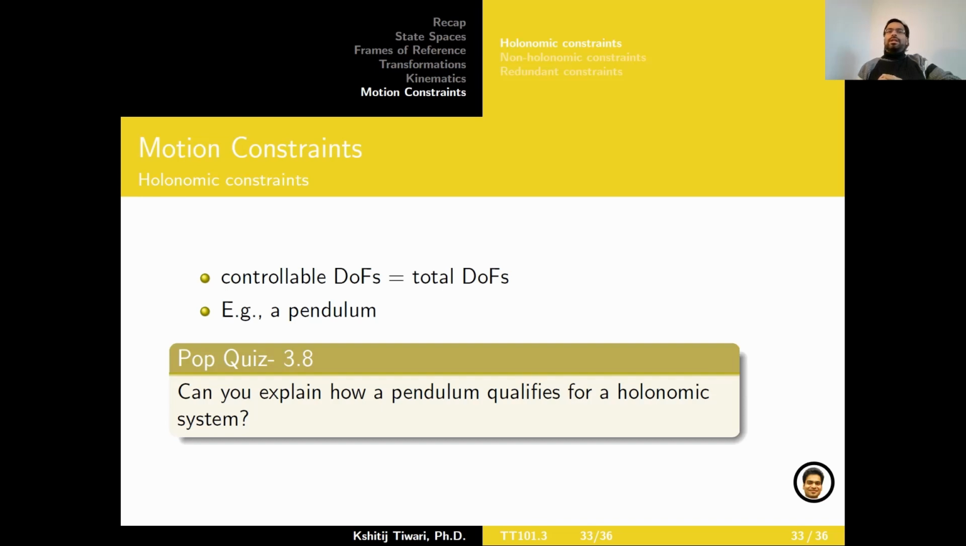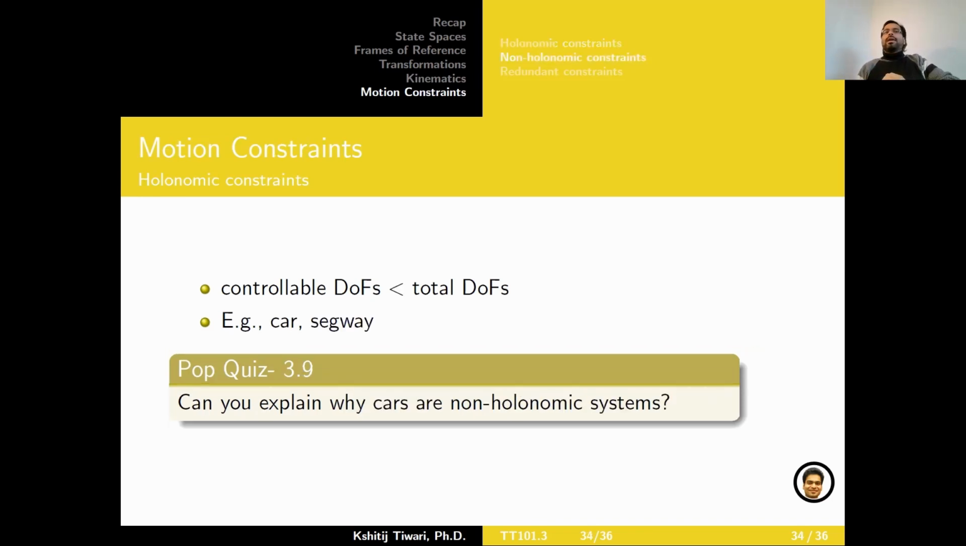So for example, think of a pendulum. Think how many degrees of freedom it has in total, and how many you can control for its swinging motion. And if they are equal, you basically have a holonomic system. However, if the controllable degrees of freedom are less than the total degrees of freedom, you have a non-holonomic system. That could be a case where you're talking about cars or segways or unicycles. So for example, cars, this is a brain teaser for you. Why would cars qualify as a non-holonomic system? How many degrees of freedom do they have in total? And how many can you control when you're sitting in the driver's seat? That should give you the answer.